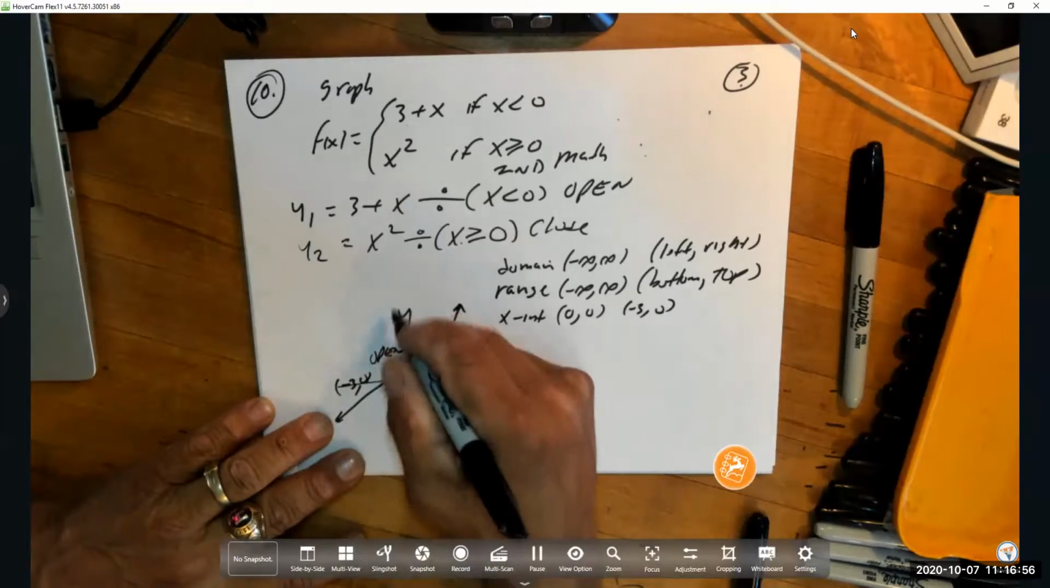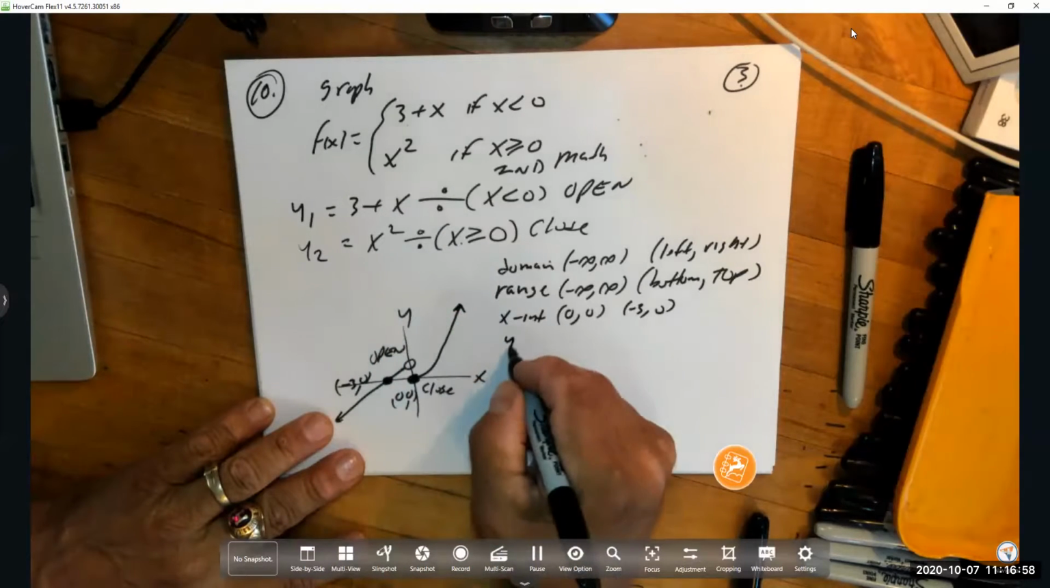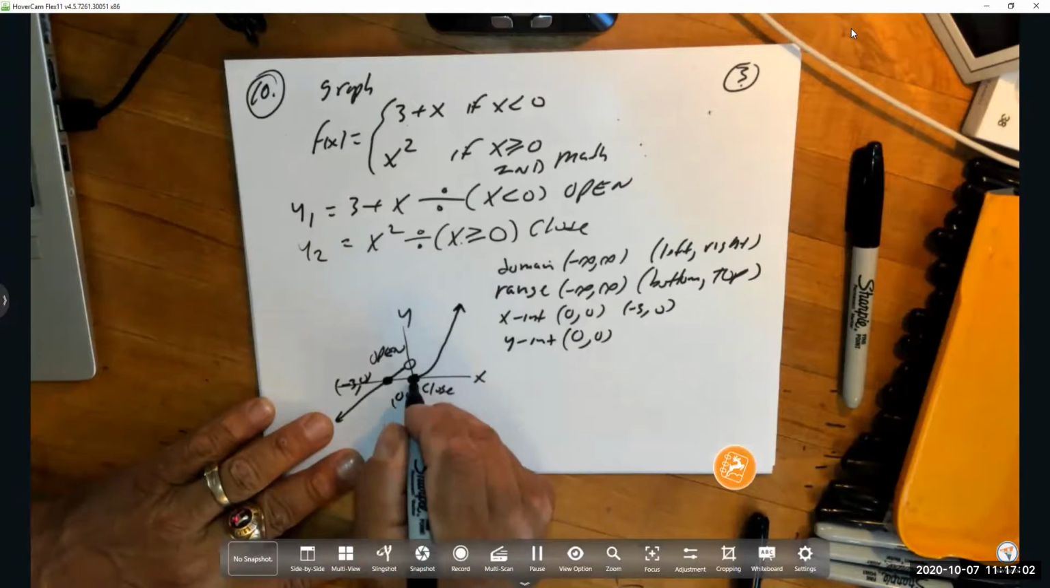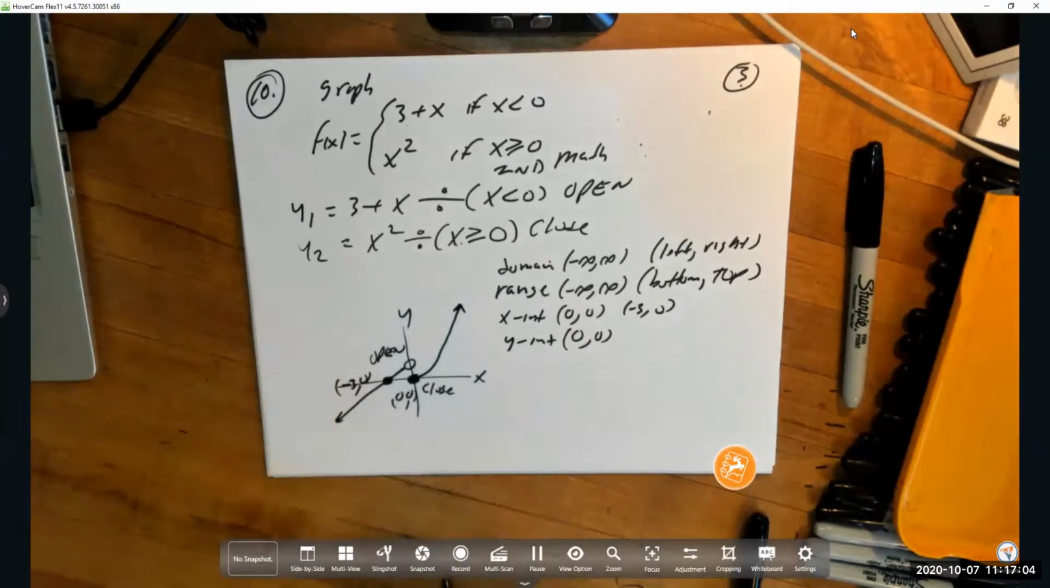Also, the y hits it right there one time. So the y-intercept is 0, 0. So this is for the y, this is for the x. So I got x-intercepts, I have y-intercepts. And see, the domain, the range, x-intercepts, y-intercepts, that's all they want. That's it. We're done with this one.